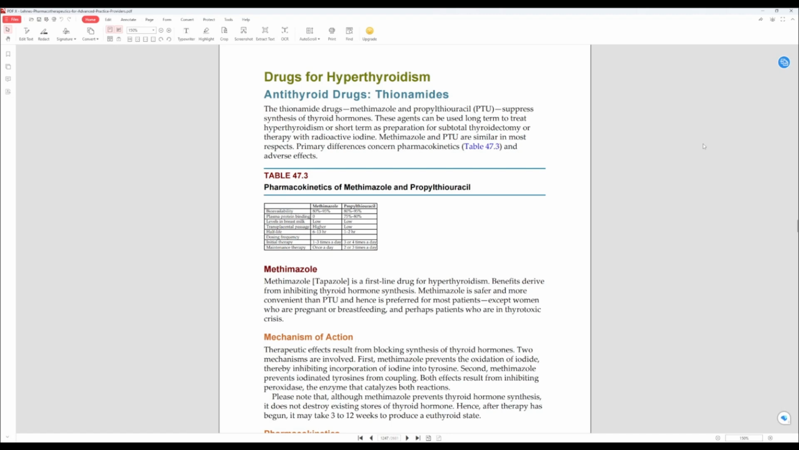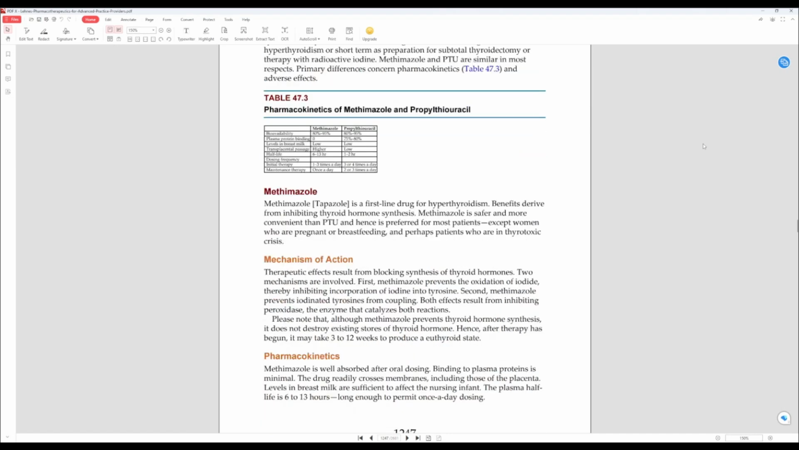Primarily, the differences between the two concern the pharmacokinetics that are described in Table 47.3 and the adverse effects of each medication. So looking at that Table 47.3, the pharmacokinetics of methimazole versus propylthiouracil. It's a good spot, again, as always, to hit that pause button. So you can look at the bioavailability, the plasma protein binding, levels in breast milk, the transplacental passage, half-life, initial therapy dosing, as well as maintenance dosing.